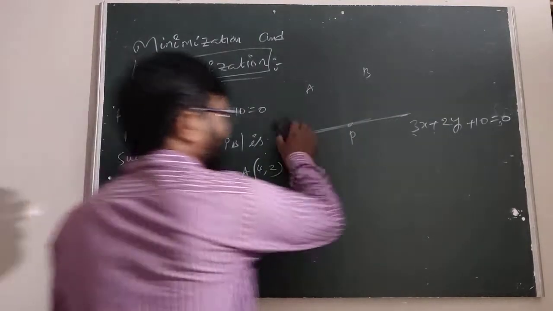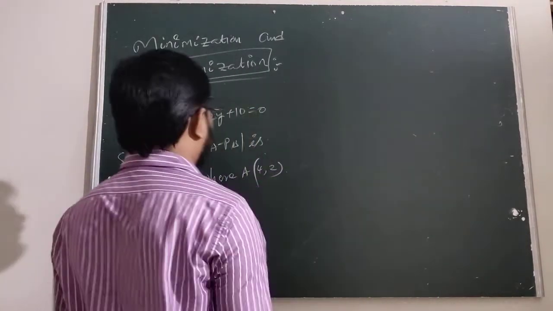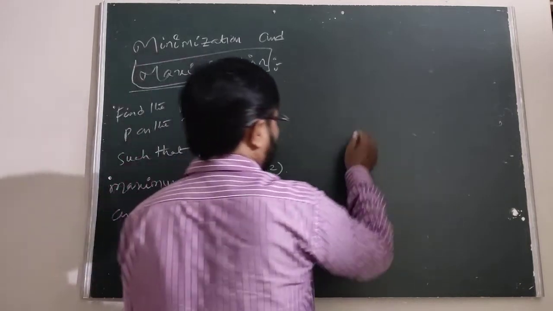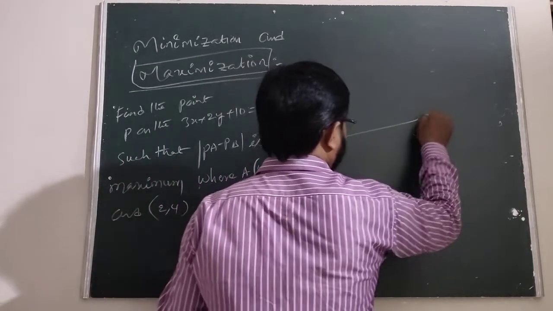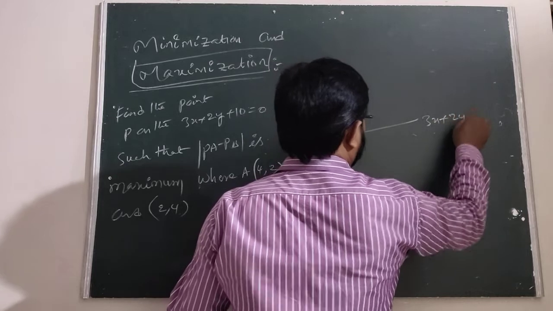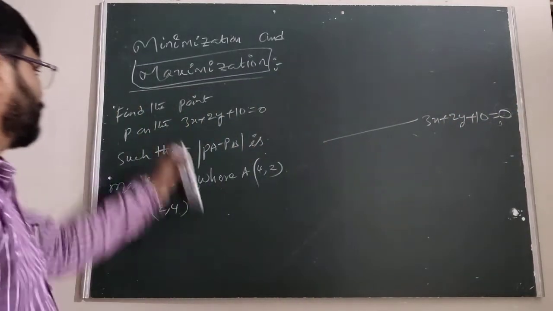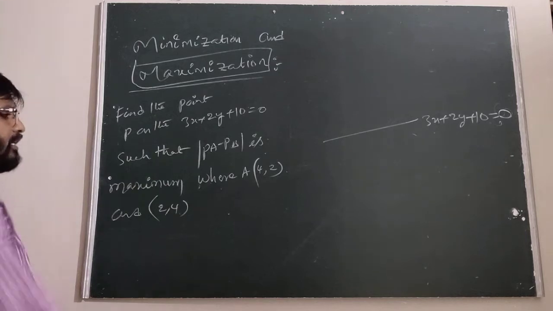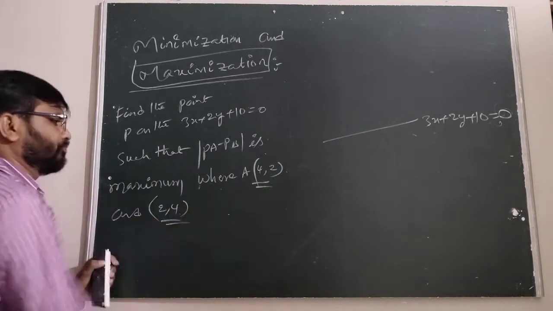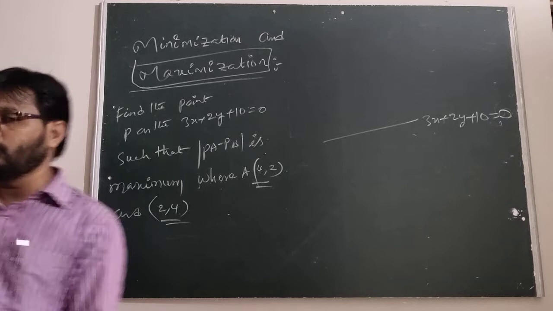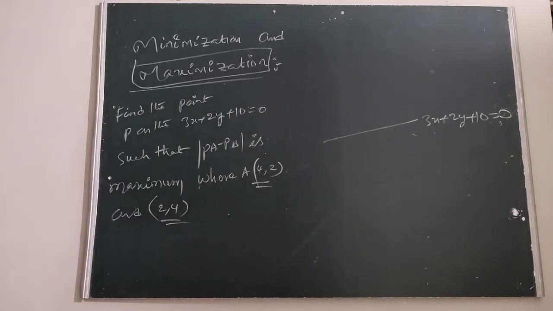So here the line will be 3x plus 2y plus 10 equal to 0. All of you listen here. This is the line. Now first we can verify whether the points 4, 2 and 2, 4 are on the same side or either side of the line L equal to 0.